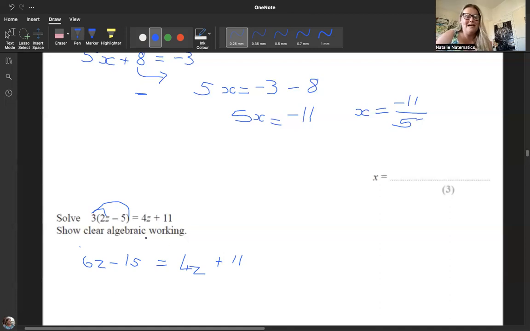Right then, so again, you've got the same here, 6z, 4z. So we're going to take the smallest one, which is 4z, off both sides. Now, notice the reason I've taken it off is because at the moment 4z is a positive, so we're doing the opposite, which is negative. So then we'll end up with 2z minus 15 is equal to 11. Then we're going to add 15 to both sides.